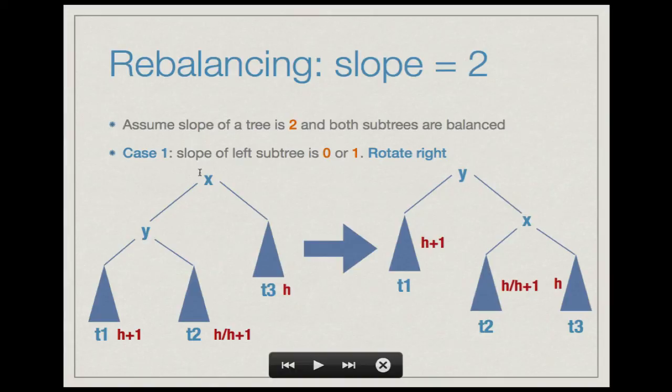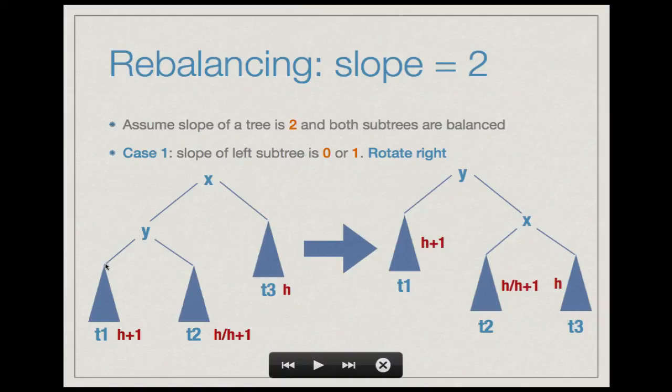Now we said that the slope of the overall tree is 2, therefore the height of the tree rooted at y is h plus 2 and the height of t3 is h. If the height of the tree rooted at y is h plus 2, it means that one of the children is of height h plus 1 and the other child is of height h or h plus 1. Since we say that the slope of the left subtree is 0 or 1, it has to be the case that the height of t1 is at least as much as the height of t2.